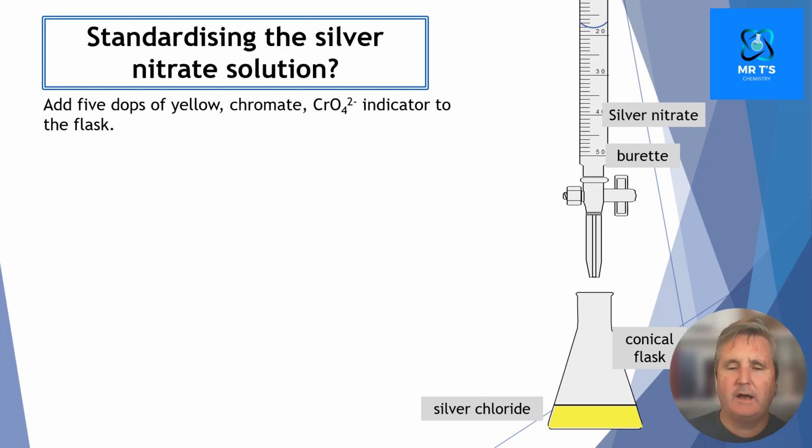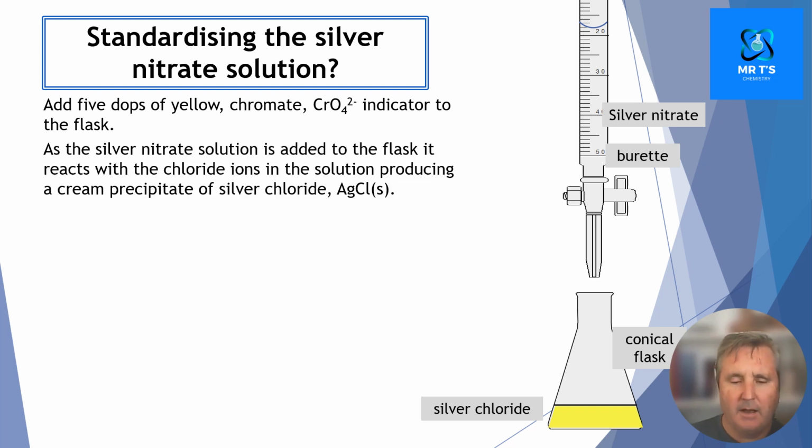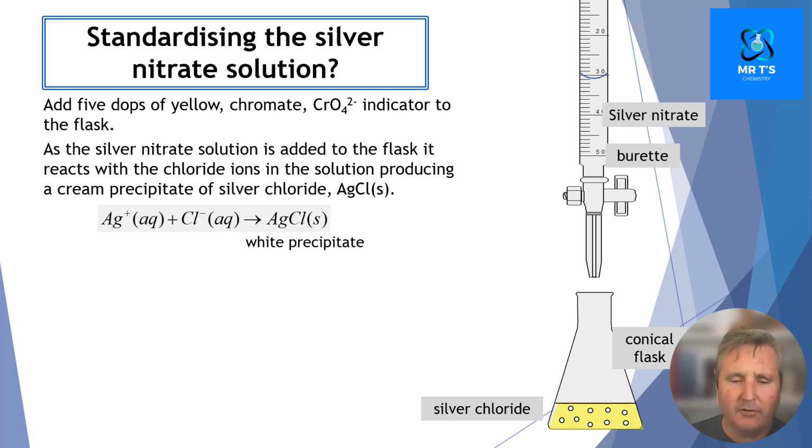Then I'm going to start to titrate my silver nitrate. When I add my silver nitrate, it's going to react with the chloride ions at the bottom. The silver ions will react with the chloride ions, and we'll get a silver chloride precipitate. That precipitate is a white cream color. So you'll get this yellowy, creamy, white color from a mixture of the cream silver chloride precipitate and the yellow color that's present. You'll get to recognize that color.